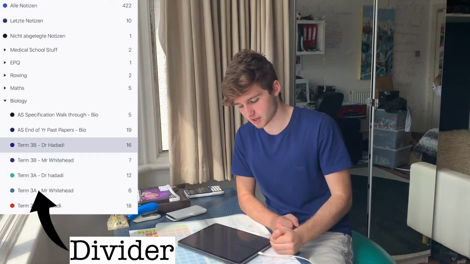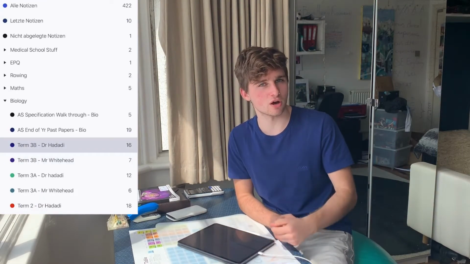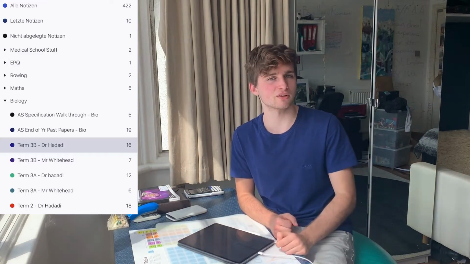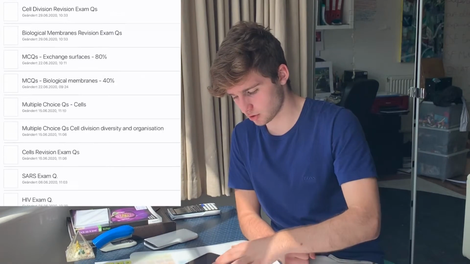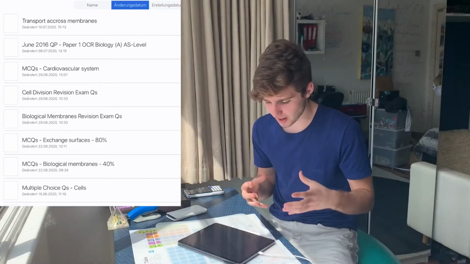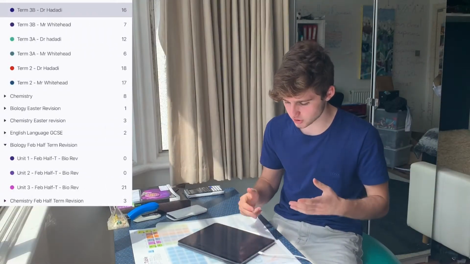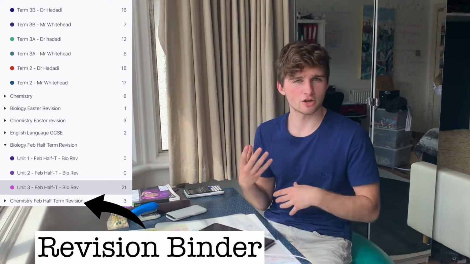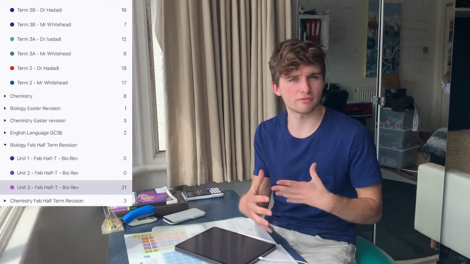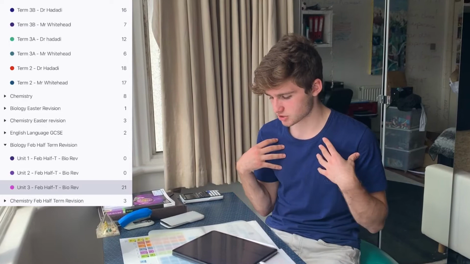So here I have a divider for each of my different teachers, each half term. Half term's like every 6 weeks. Within each one of those dividers, I then have the notes that I did during that period of time. Beneath that, I also have dividers for revision I've done. For each time I do revision, I just give it a whole new binder. I just prefer it. I feel like it's more organized. So that's my view on it.